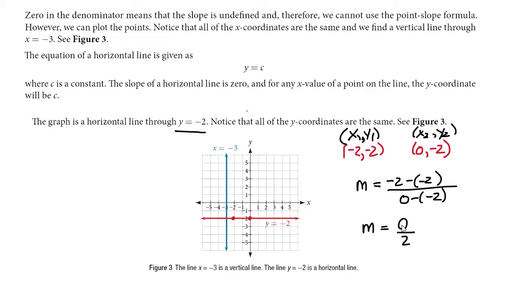Now this is defined. It's perfectly all right to have 0 divided by some whole number on the bottom as long as that whole number is not 0. So the slope of the horizontal line is 0. So the slope of any vertical line is undefined and the slope of any horizontal line is 0.